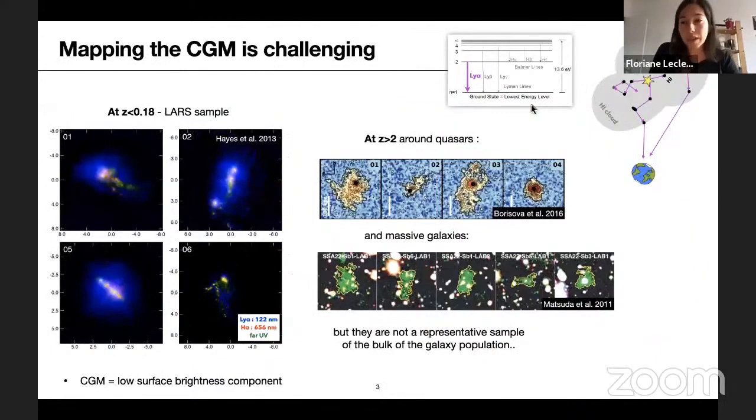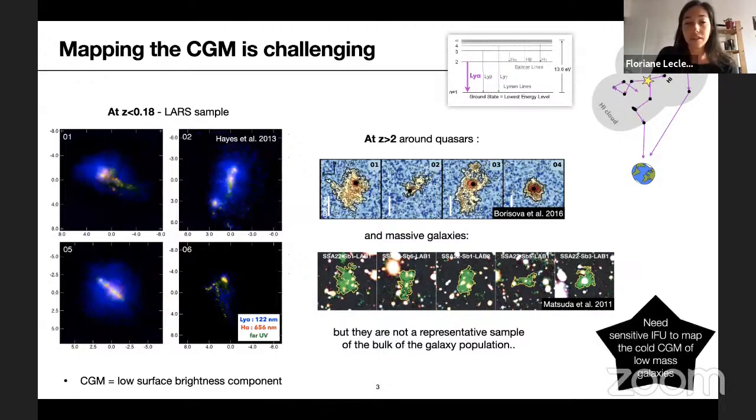To map the cold CGM, we can use the Lyman alpha line, which is the brightest recombination line of the hydrogen atom. And it's also a resonant line, meaning that it scatters and illuminates the HI cloud. Here on the left, you can see those Lyman alpha extended emissions, scattering into the CGM at low redshift in blue. And at high redshift, we can see also those big and bright Lyman alpha nebulae and blobs around the quasar and massive galaxies, but of course, they are not representative of the bulk of the galaxy populations. So what we would like to do is observe the cold ISM and CGM for low mass galaxies.